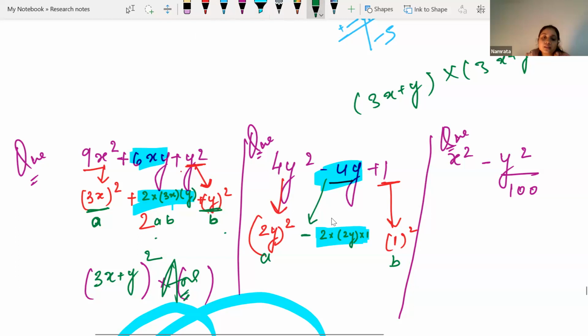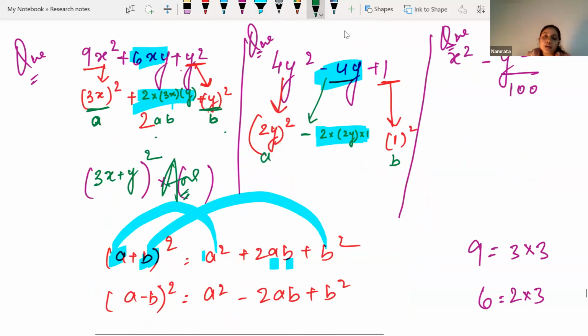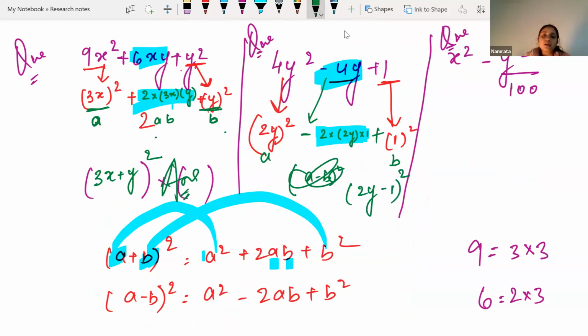Now looking at the step we have written, a square minus 2ab plus b square, we can say it's the formula of a minus b whole square. That means we are getting 2y minus 1 whole square. Are you getting it, each and every one over here? How exactly we are doing it?